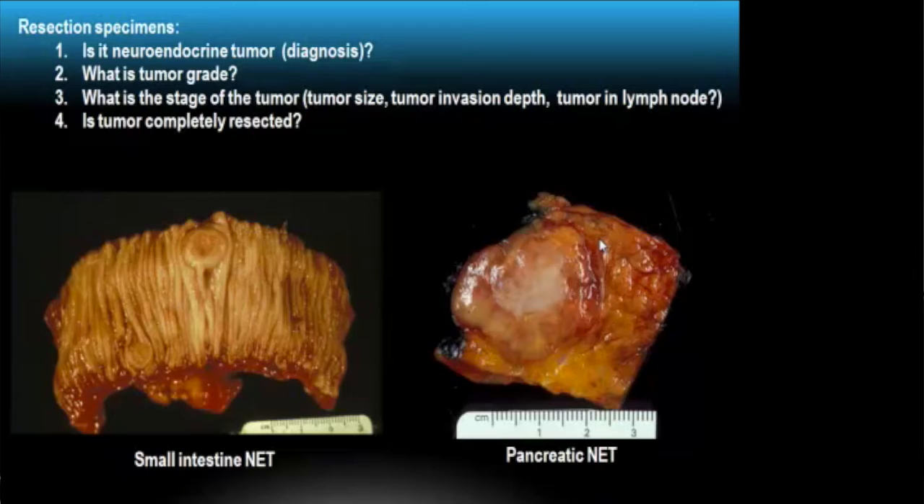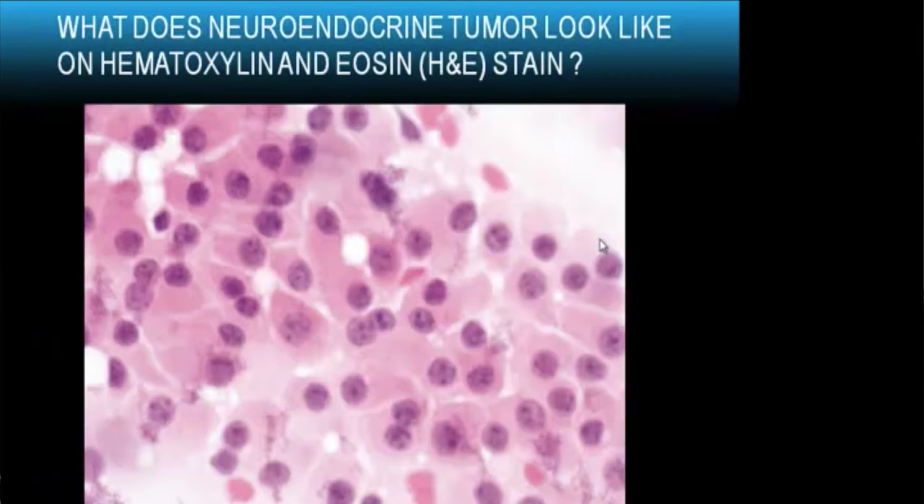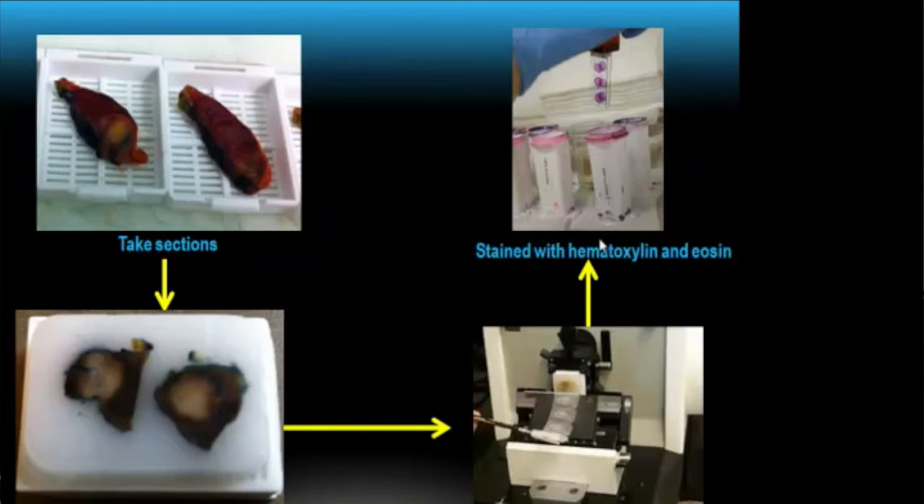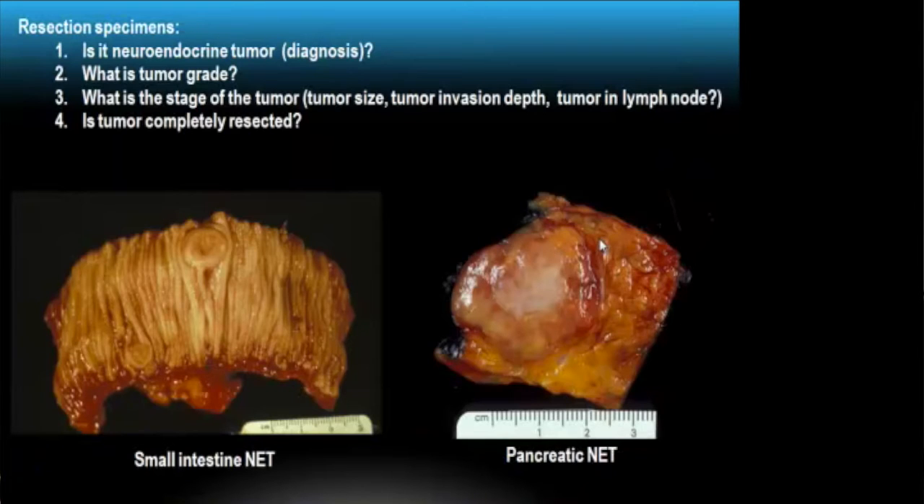So when we get a specimen, the first thing we do is to closely examine the specimen. And we want to take all these measurements. We want to measure the tumor size, how big is the tumor. And we want to measure how far away the tumor is from the resection margin.